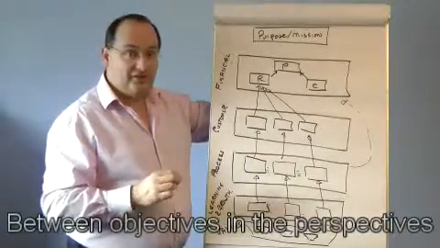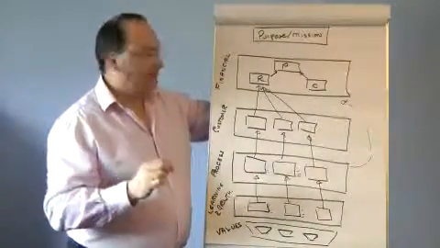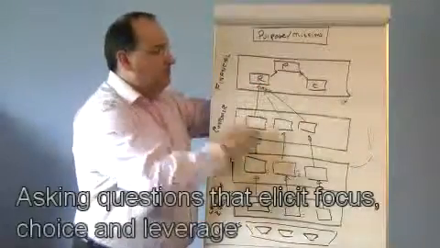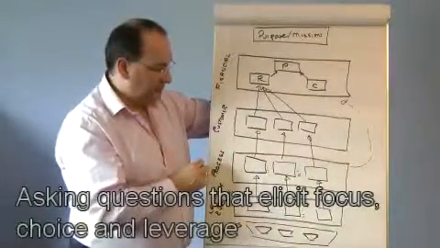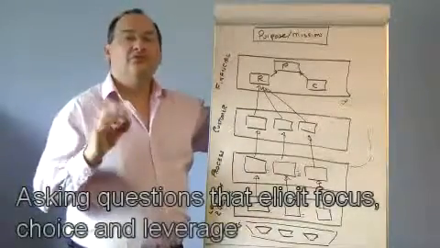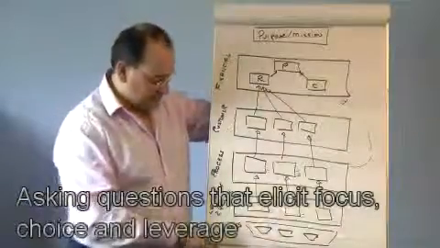And the cause and effect relationships between objectives in each perspective, and as you ask the questions that help you move between them, which I'll go into more detail in a while, you're actually asking focus and choice. What are the few things that will make the biggest difference? Because strategy is about focus and choice.